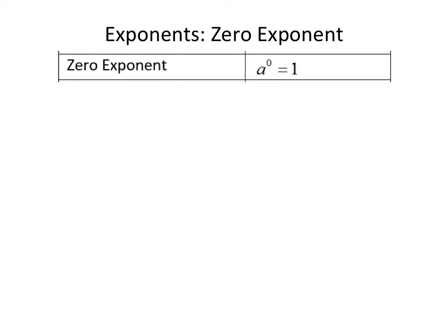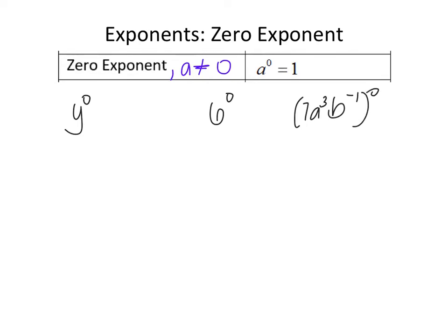Zero exponent rule. If you have any base that's non-zero, so this occurs when a is not equal to 0, any base raised to the 0 power is equal to 1. So if you had y raised to 0, or if you had 6 raised to 0, or if you had an entire expression raised to 0, since these are all raised to 0, this is actually all equal to 1.